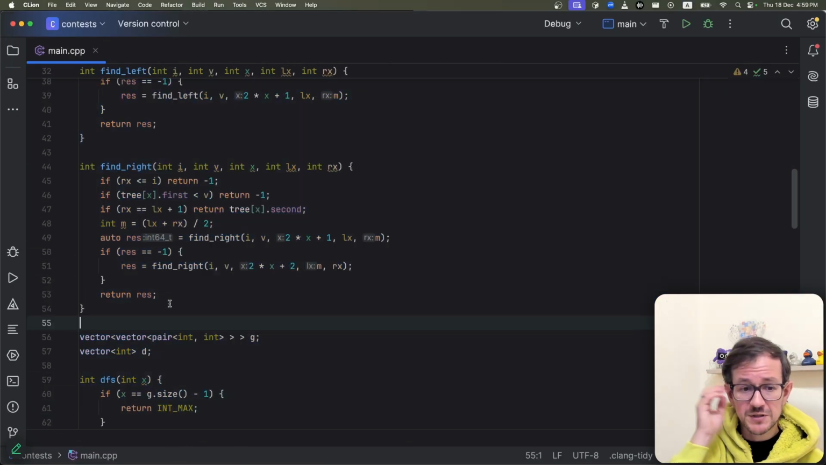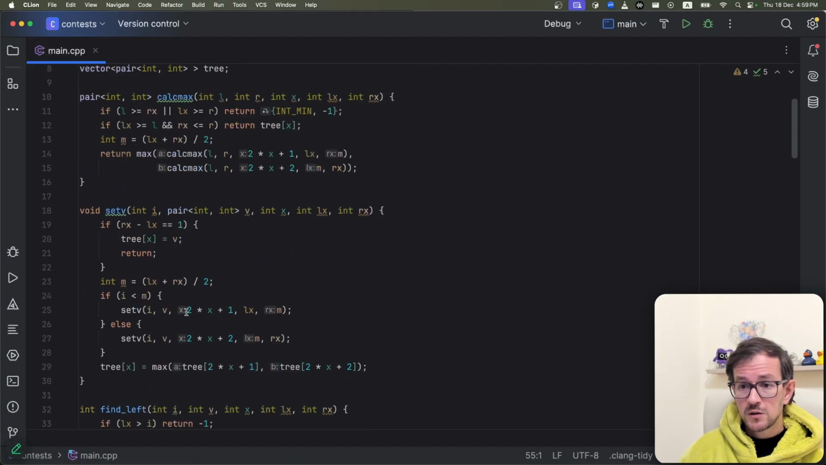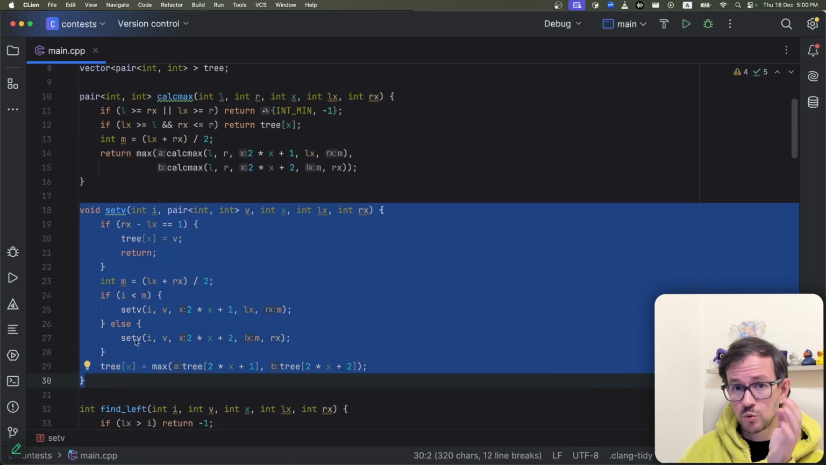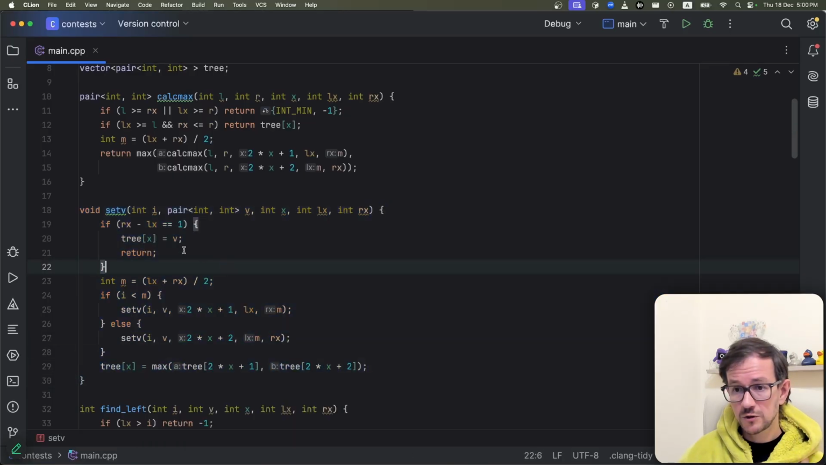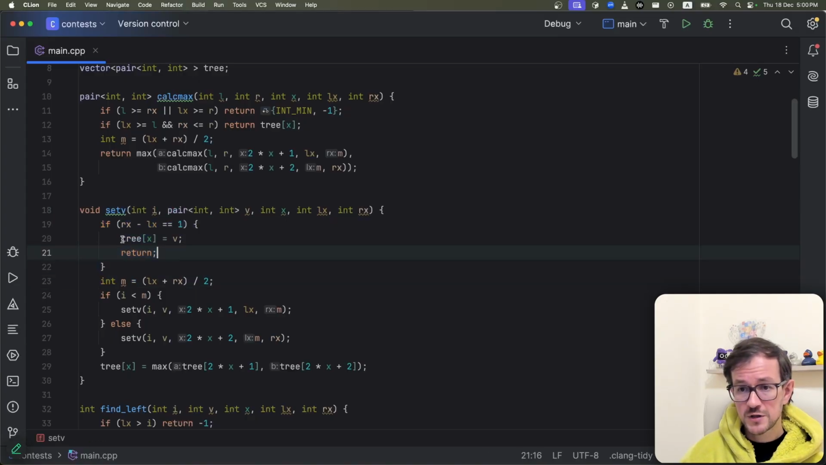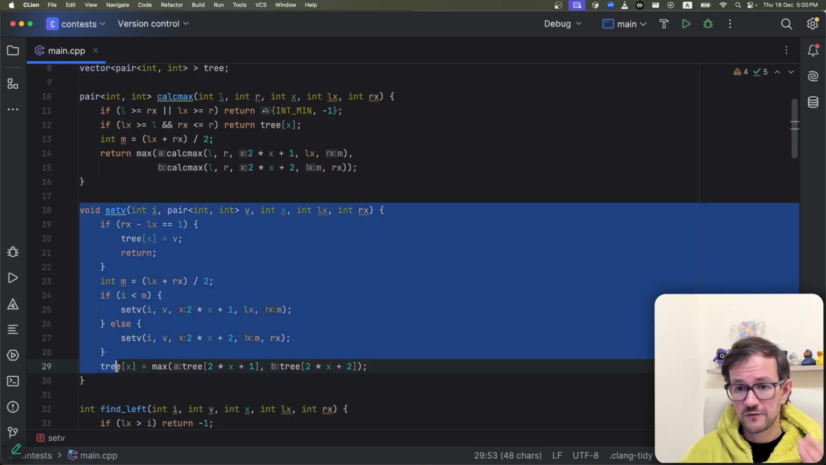So I have a normal segment tree for maximums. This operation puts a value in the tree, just a normal tree. I just go down. When I reach the leaf, I put this value. Then I go backwards. When I finish the recursion, I recalculate the value. Just the normal operation of setting a value in a segment tree.